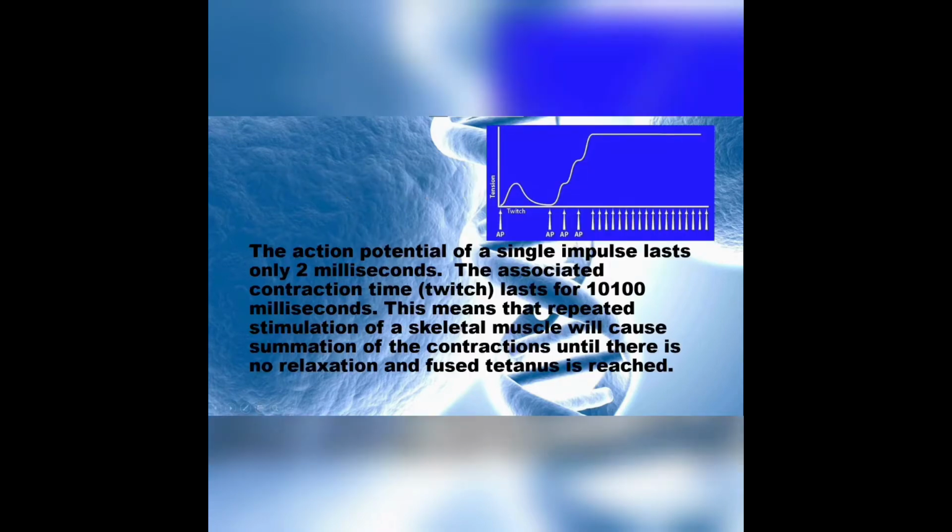The action potential of a single impulse lasts only 2 milliseconds. The associated contraction, the twitch, lasts for 10 to 100 milliseconds. This means that repeated stimulation of a skeletal muscle will cause summation of the contractions with no relaxation, and fused tetanus is reached. So you can see the picture showing the graph of the tension.